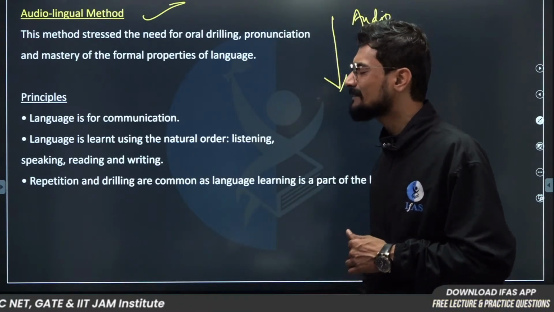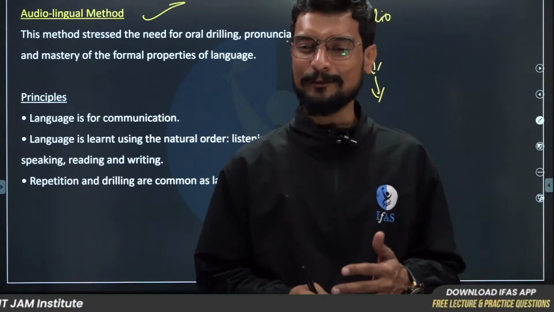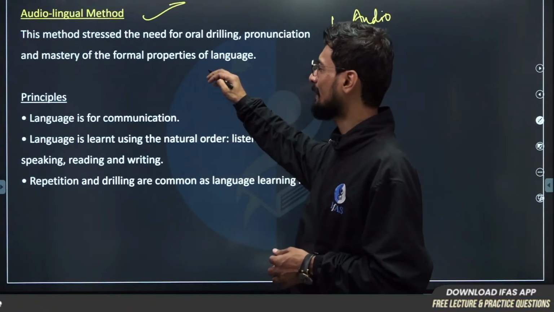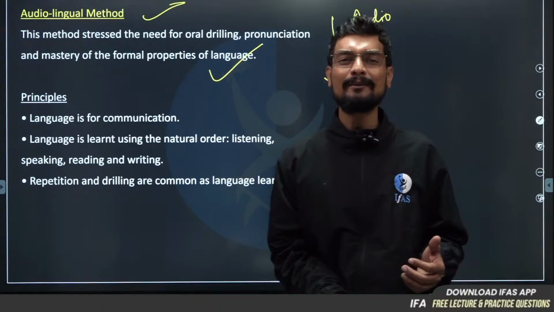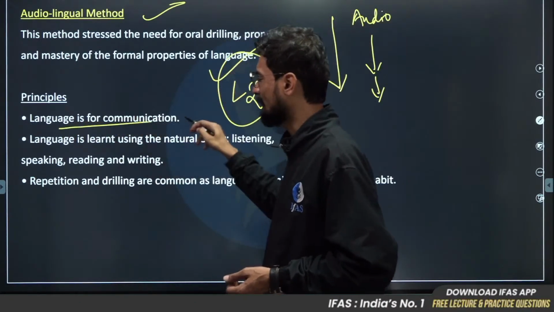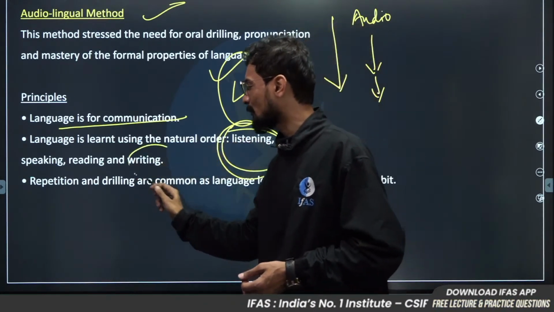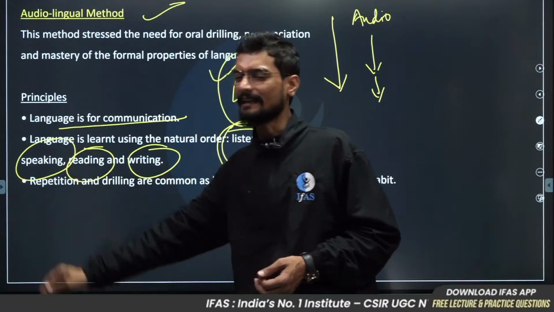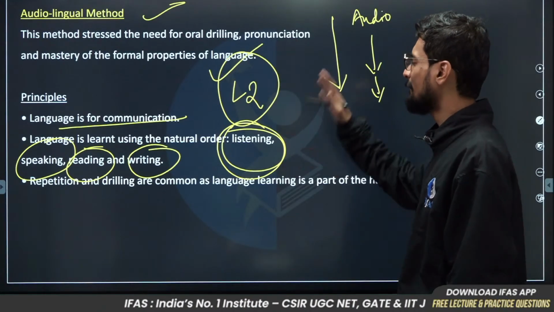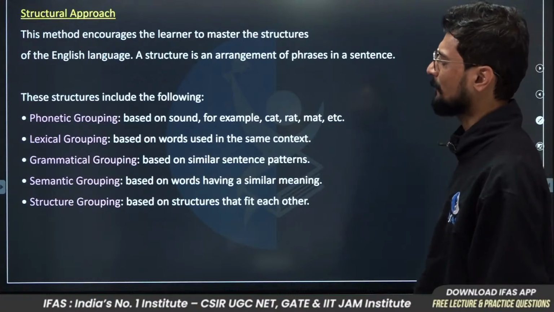Time is very limited, and we also started 5 or 7 minutes late for today's class, so we will quickly scroll through these. In this audiolingual method, the L2 language is acquired through audio. Language is for communication, using the natural order: listening, speaking, reading, and writing. All these theories are very common, not very different. I have only included those methods that are important from the NET perspective.